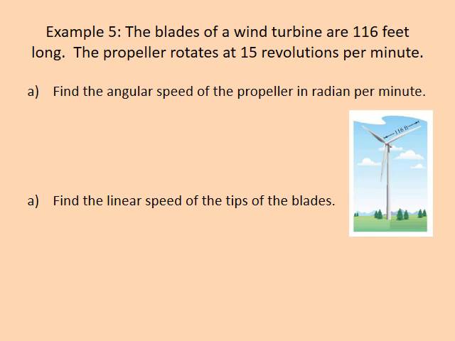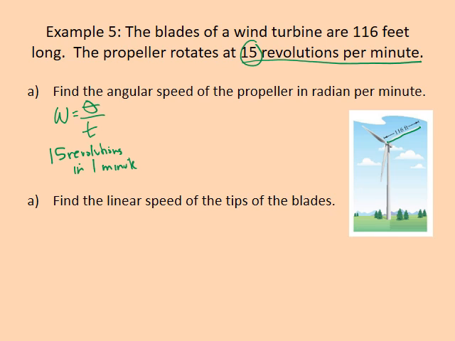This example is going to show angular speed and linear speed. Example 5. The blades of a wind turbine are 116 feet long. The propeller rotates 15 revolutions per minute. Find the angular speed of the propeller in radians per minute. So angular speed, which is our omega, is represented by the angle in radians divided by time. In this situation, we're told that we do 15 revolutions in 1 minute. So our time is going to be 1 minute.